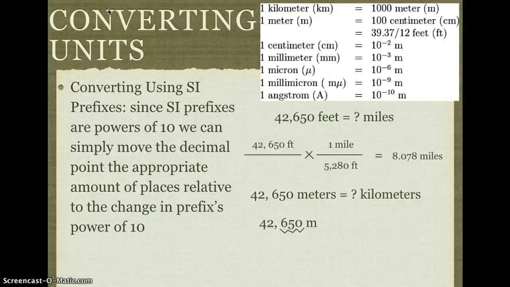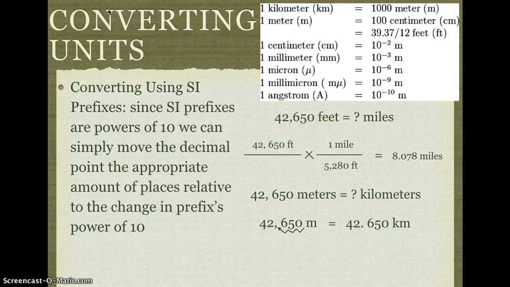So kilometers are 3 powers of 10 bigger than meters. So if I want to reflect this, I need to move the decimal back 3 places. And so that's where I'll be looking. So then we see that 42,650 meters is equal to 42.650 kilometers. Now that may not have clicked with you. We will go over that in class.